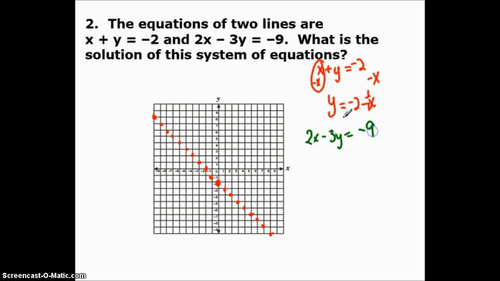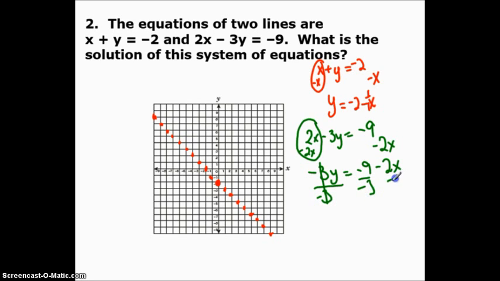on the same graph to see where they intersect. Again, I need to remove the x term, so I'm going to subtract 2x. I have negative 3y equals negative 9 minus 2x. Then I need to remove the negative 3, so I divide by negative 3 because that gives me 1. I must divide all the parts by negative 3, and I get y equals 3 plus 2/3 x.